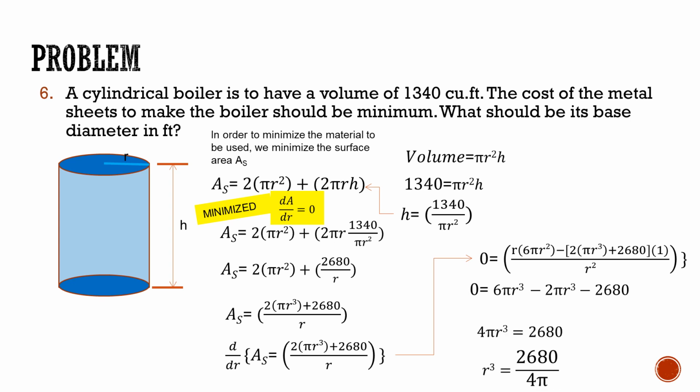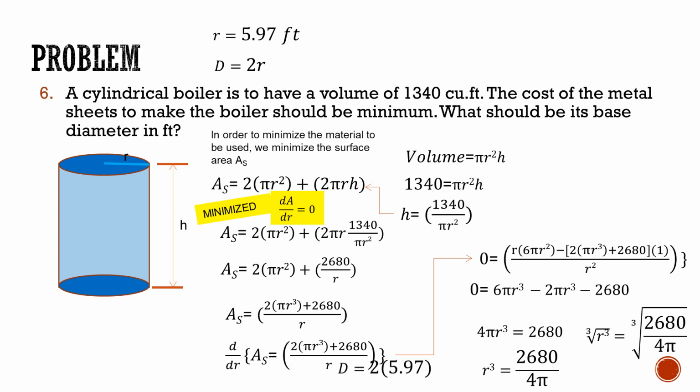Ninipis na hanggang makuha na natin yung r. And then, we extract the cube root of r so that r will be equal to 5.97 feet. Ang unknown dito is the diameter. So, we'll just have to multiply it by 2 to make it a diameter, no? So, we have 11.94 feet. So, as easy as that. Okay.